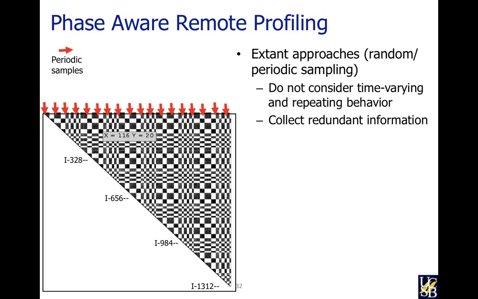And the other problem with periodic samples is if you get the timing wrong, you could collect a sample of something that you've already sampled.